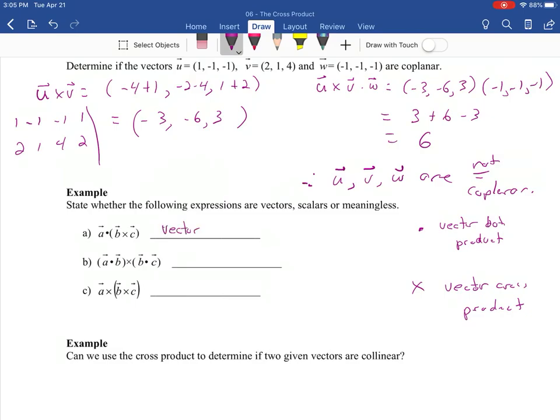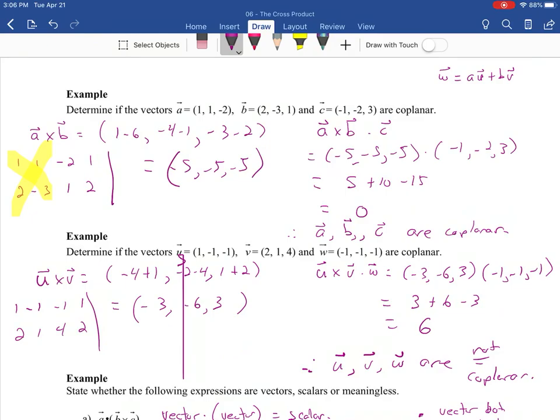So this says state whether the following expressions are vectors, scalars, or meaningless. Well, this says we've got A, which is a vector, and they want to dot this with B cross C, which is also a vector. If we dot two vectors together, we're going to get a scalar. When you cross product two vectors, you get a vector. And so the B cross C is a vector. Then there's a dot there telling you to dot these two vectors. Vector dotted with vector gives a scalar. Dot product results in a scalar.